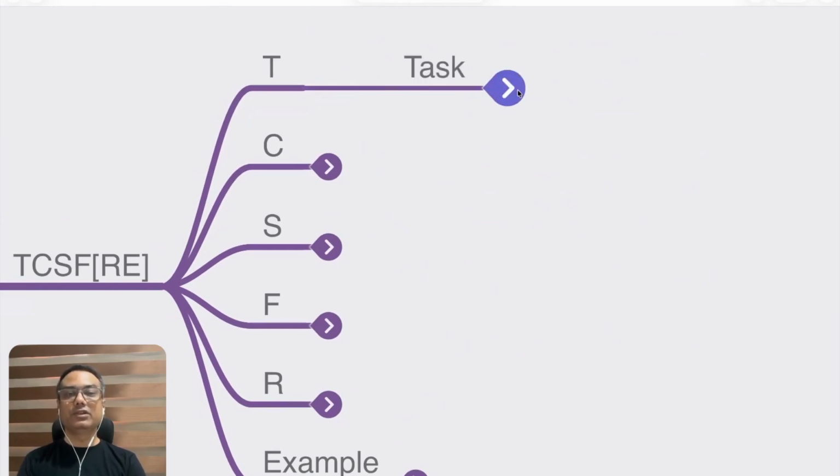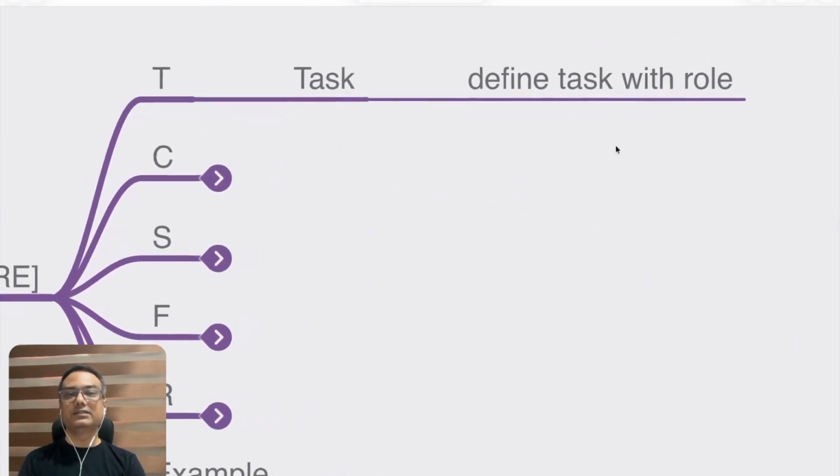T stands for task, and define the task with a role. When you are defining the task, say for example, write an email, always prepend it with the role. For example, as a project manager, write an email.